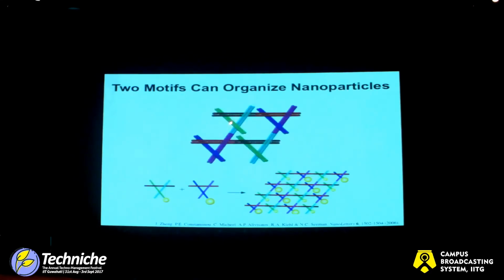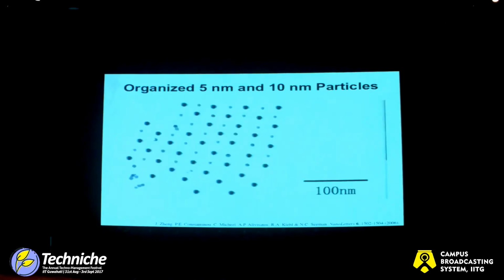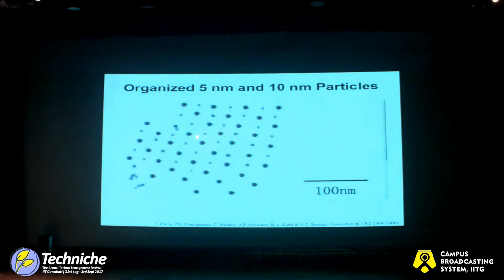So here are the 2 different triangles. You can see they're color-coded. One of them is attached to a 5-nanometer particle, gold, and the other is attached to a 10-nanometer particle. And we should get a checkerboard pattern out of that. And we do. You can see the checkerboard here in the transmission electron micrograph.